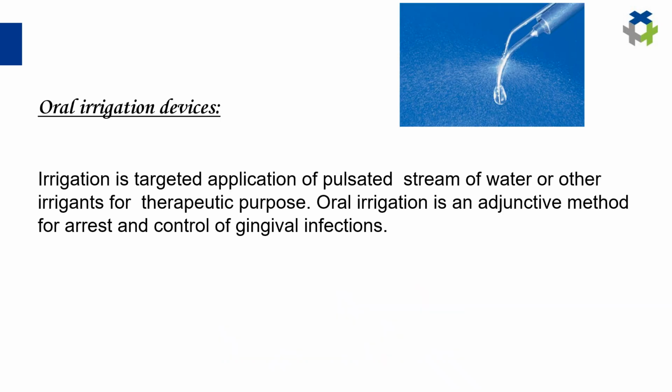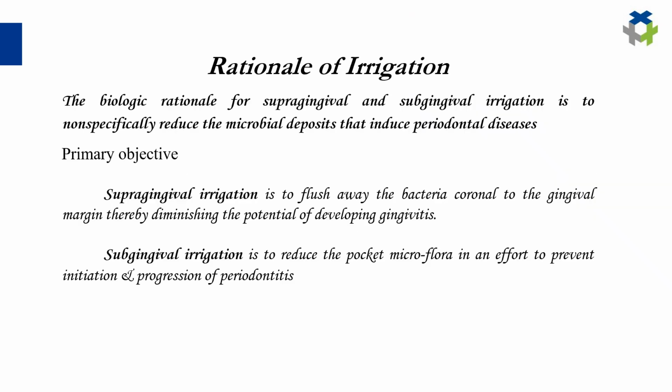Coming on to oral irrigation devices. Oral irrigators deliver a pulsating water stream to remove the debris and bacteria. They can be used supragingivally or subgingivally as an adjunct to brushing and flossing. Irrigation is targeted application of a pulsated stream of water or other irrigants for therapeutic purpose. Oral irrigation is an adjunctive method for arrest and control of gingival infections. So what is the rationale of irrigation?